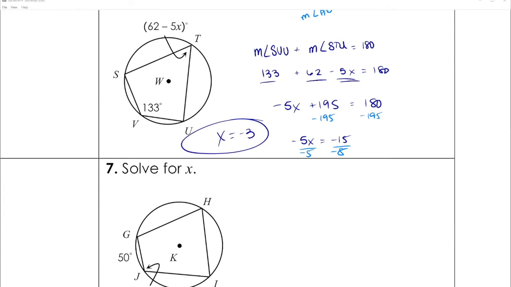So that's our inscribed angles lesson. Positive 3, thank you. Good catch. That's our inscribed angles lesson. You guys have a PDF for homework, and we'll see you next time.